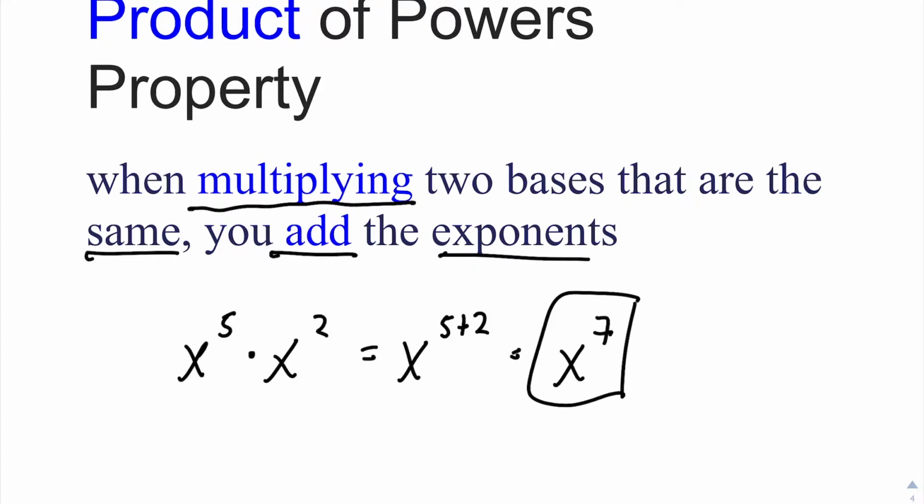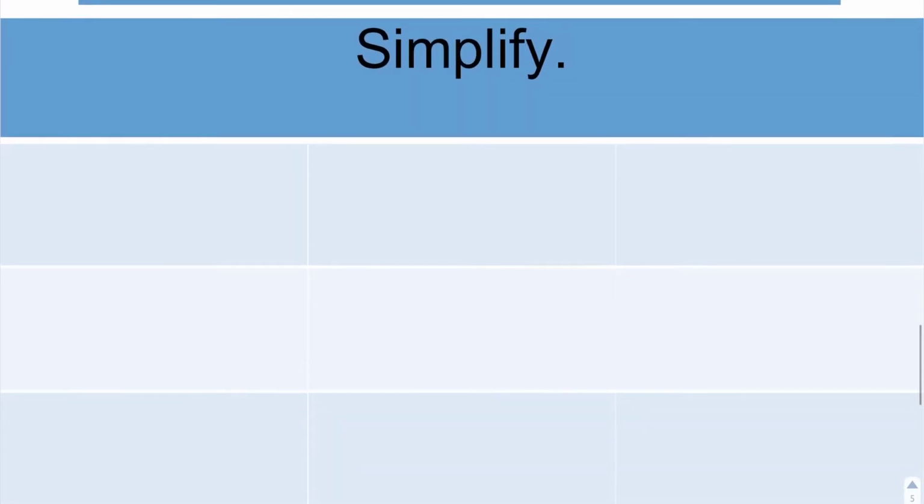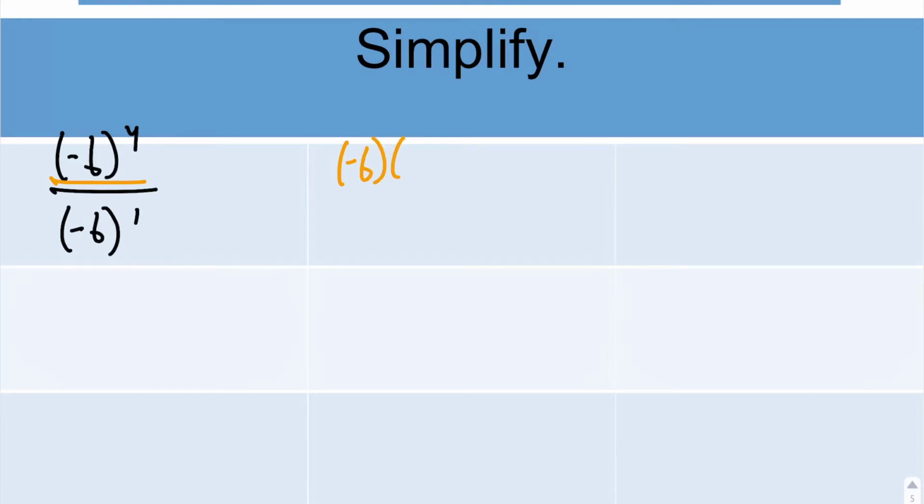The second property is very similar, but instead of product, we're going to be talking about the quotient of powers property. And when we say quotient, we mean we're going to be dividing. So let's talk about this next expression. Negative 6 to the power of 4 divided by negative 6 to the power of 1. Like what we did previously, let's first expand the numerator. This negative 6 to the power of 4 is the same as negative 6 times negative 6 times negative 6 times negative 6, 4 times. Likewise, with the denominator, negative 6 to the power of 1 is just negative 6.